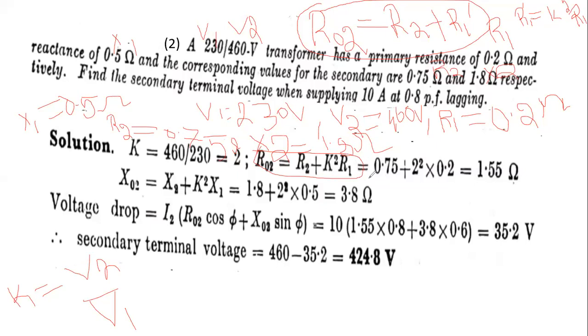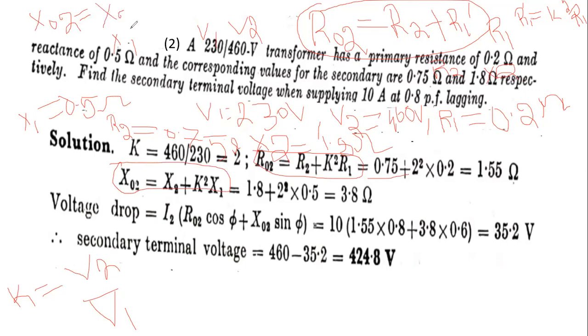Therefore R2 is equal to 0.75 plus K square. K is the transformation ratio, that is 460 by 230, that is equal to 2, square into R1. R1 is the primary resistance. Similarly, we calculate X02. What is the formula for X02? X02 is equal to X2 plus X1 dash. That is the equivalent reactance referred to secondary.